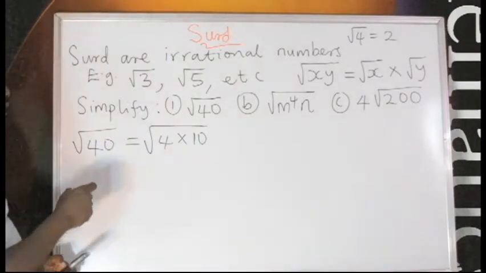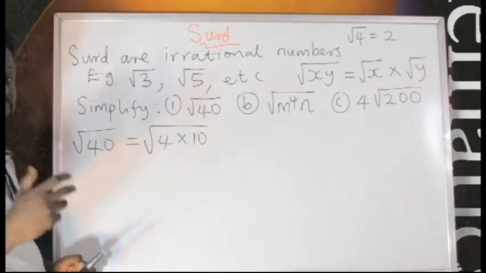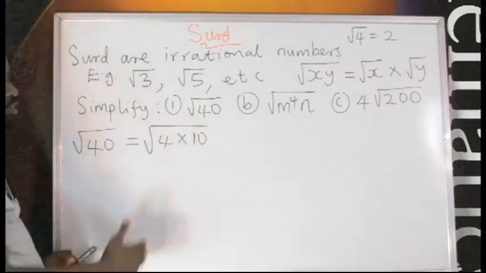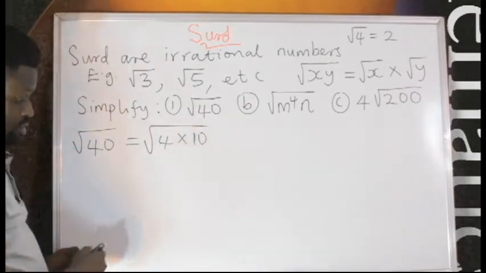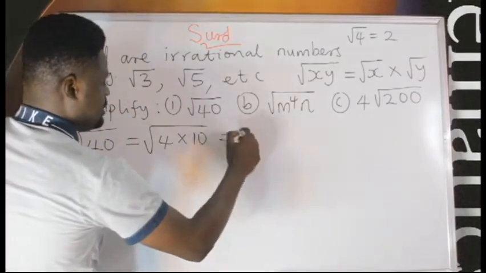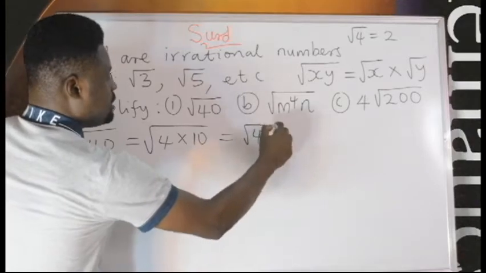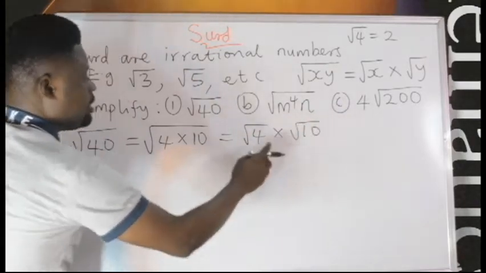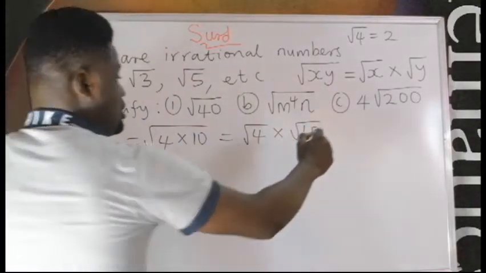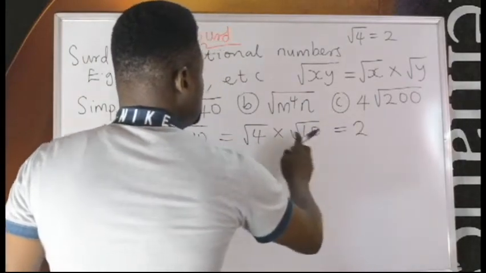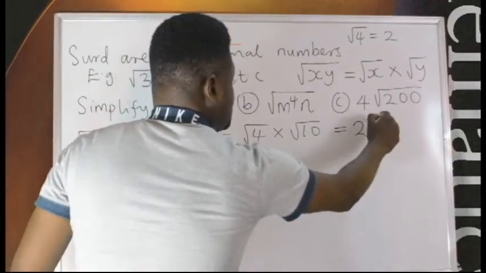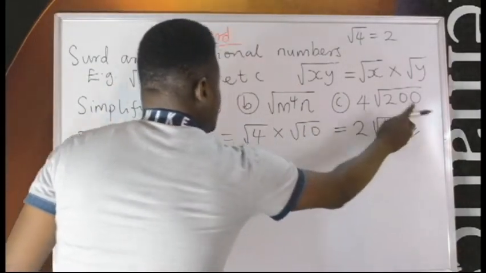Look for a number that is a perfect square. 4 is a perfect square, and 10 is not. So you cannot separate it. Square root of 4 times the square root of 10. Square root of 4 is 2, times the square root of 10. That's the final answer.